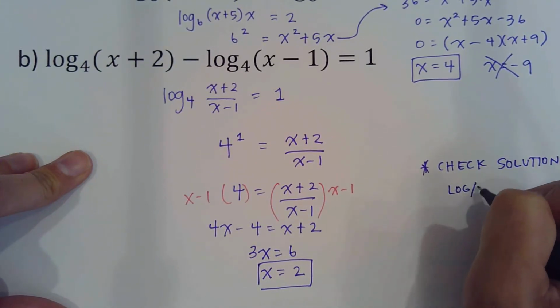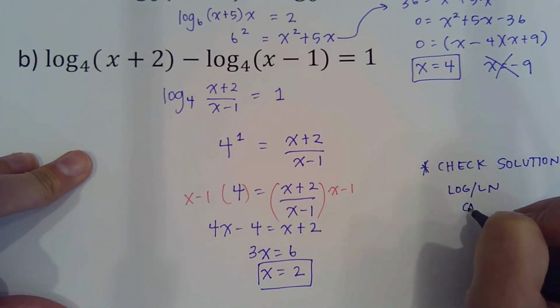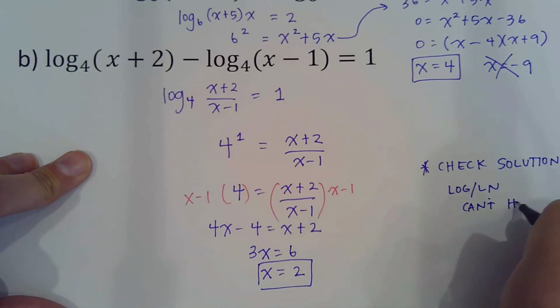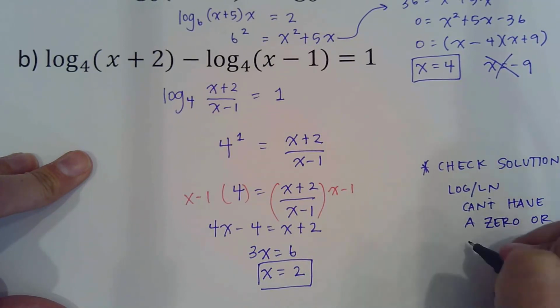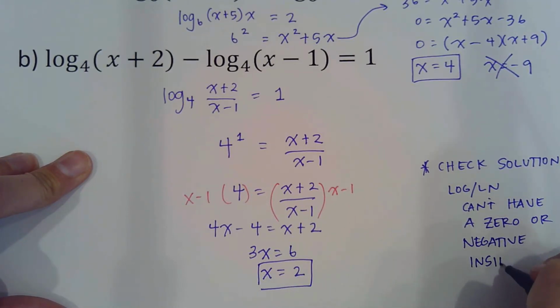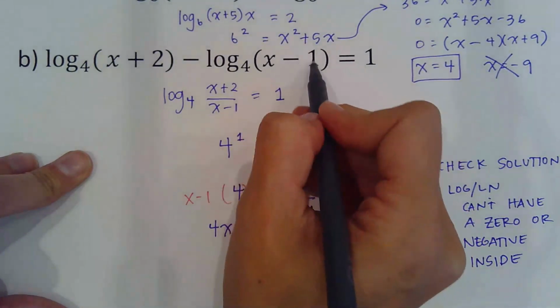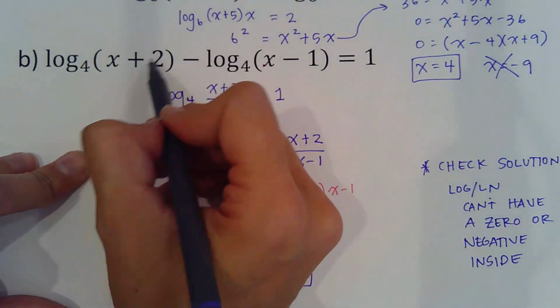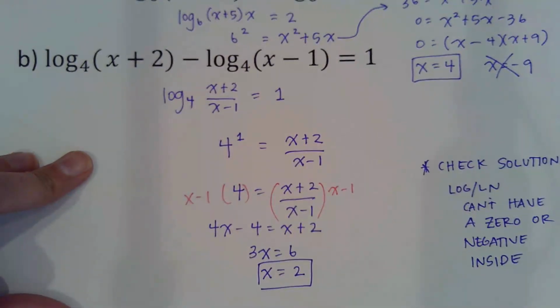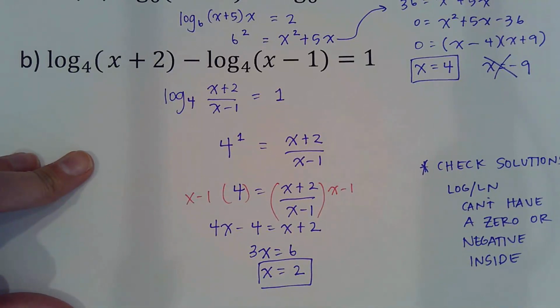So logs and natural logs can't have a 0 or negative inside. So what I mean by inside is right here. Inside the log or natural log, you can't have a negative. Okay? Alright, we're going to do a lot of practice on this, so if you have any questions, let me know.